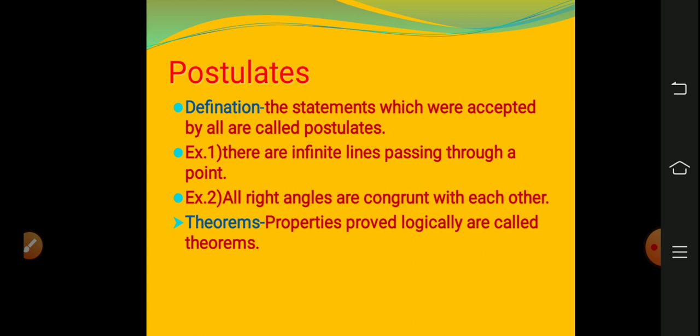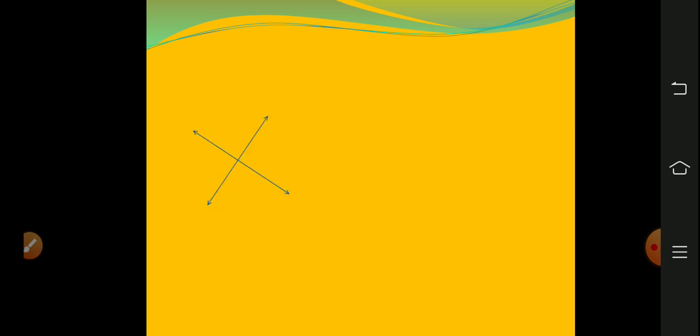We just take one example of a theorem. In that, our example is, the opposite angles formed by two intersecting lines are of equal measure. It is our theorem.